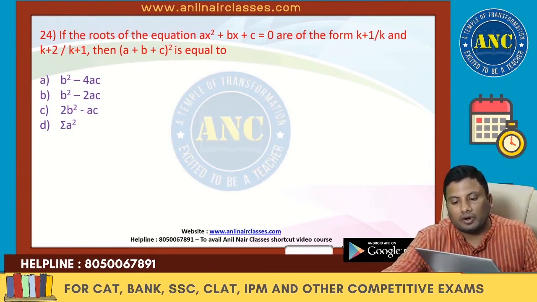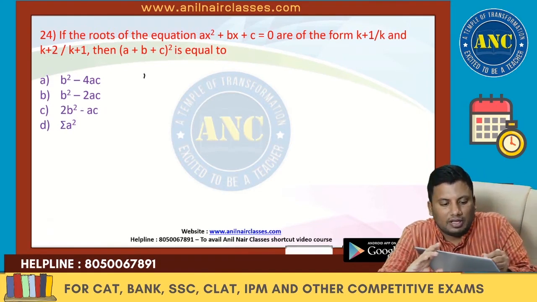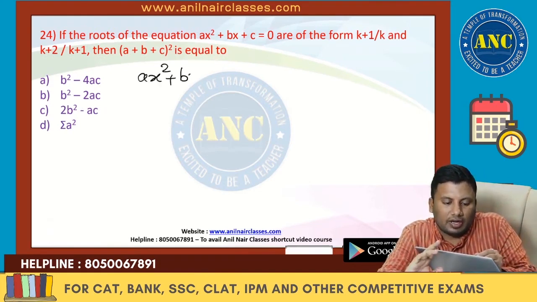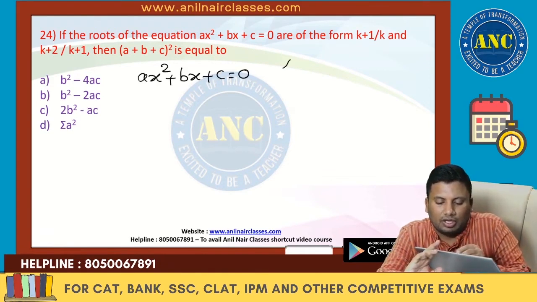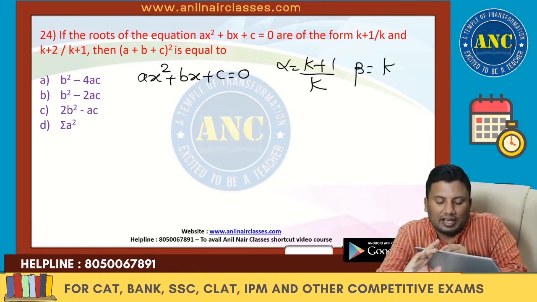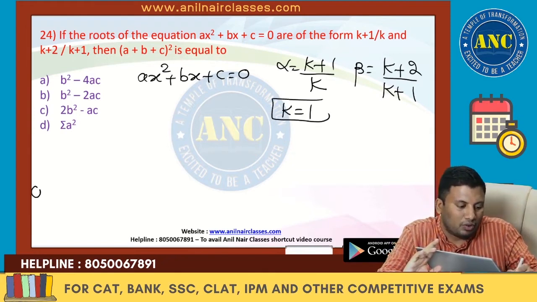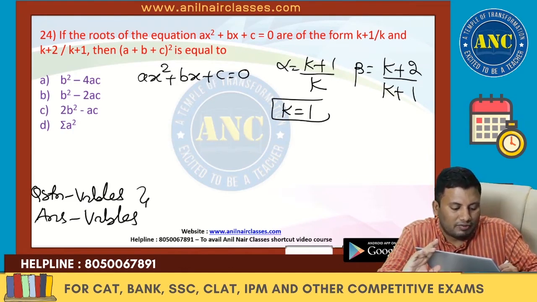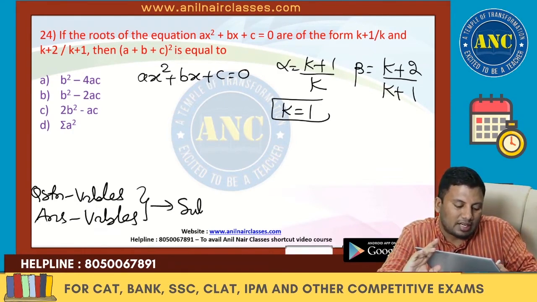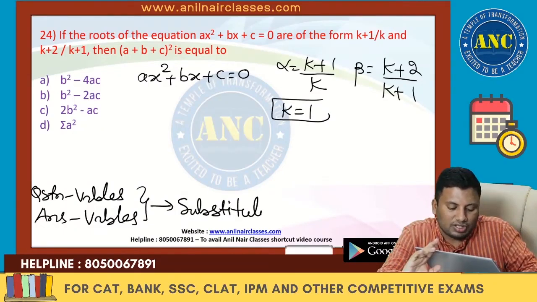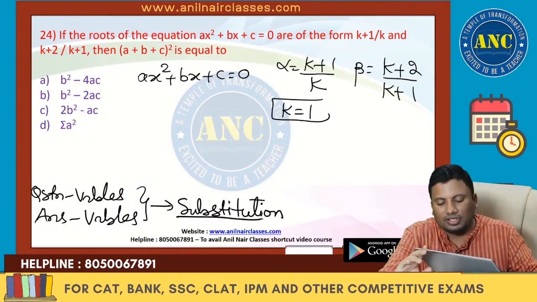Next one. If the roots of the equation ax square plus bx plus c equivalent to 0 are alpha is k plus 1 by k, beta is k plus 2 by k plus 1. So, to avoid this one, put k equivalent to 1. Why we are putting k equivalent to 1? Question contains variables, answer also contains variables. If the question contains variables, answer contains variables, I can use substitution method.